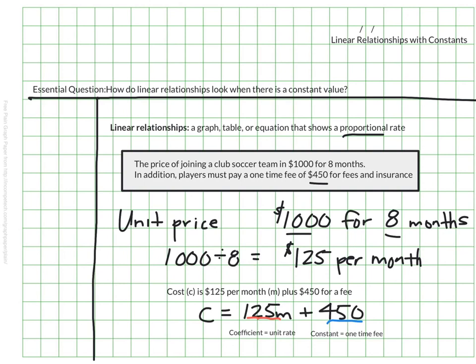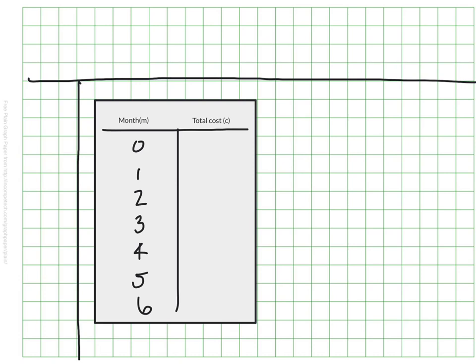Let's look at it now as a table. So I've set up my table with the number of months that the student is on the team and then how much the total cost would be. But what's different here is that even before playing a month, the student has to pay the $450 fee. So that would be filled in at month 0. Then for the next month, we would need to add on $125. And since that's consistent, we would continue to add $125 for each month that we add to our table. So I'm going to go ahead and fill all that in.